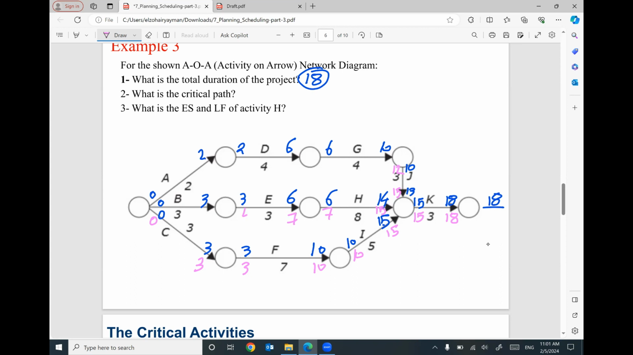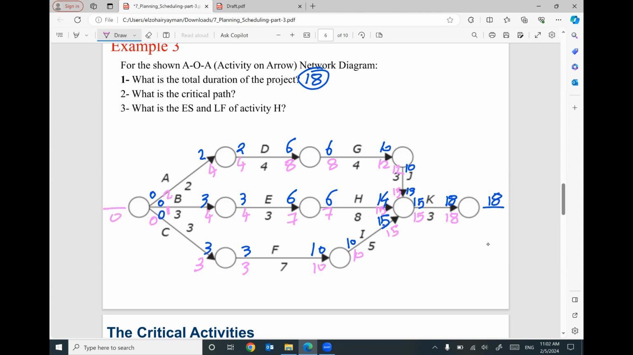7 minus 3 will be 4. 4 minus 3 will be 1. We have here 12 minus 4 will be 8. 8 minus 4 will be 4. 4 minus 2 will be 2. By the end, we have 0, 1, 2. I'm going to use 0.